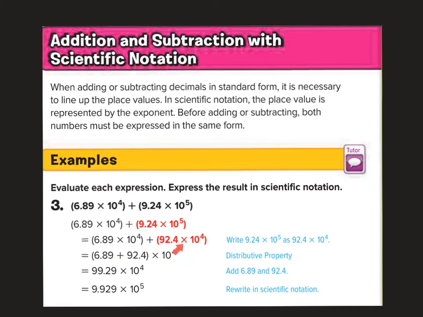Now I can group my terms here. So I've got my two decimal values, 6.89 plus 92.4, and I keep my same power of 10, times 10 to the fourth. When I add these two together, I get 99.29 times 10 to the fourth. And then to put this back into scientific notation, I do have to move this decimal one place to the left, and I get 9.929 times 10 to the fifth. And that extra power comes from moving this decimal one place to the left.